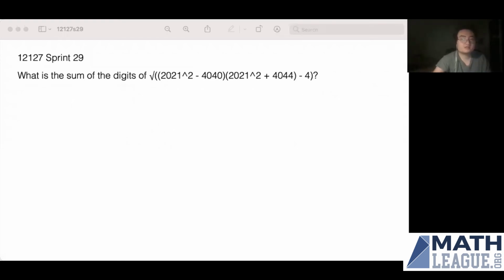We'll be talking about Sprint Problem 29 from the April 2021 Elementary School Test 12127. Okay, what is the sum of the digits of this huge quantity? The square root of, in parentheses, the first term 2021 squared minus 4040 times the second term 2021 squared plus 4044. All of that minus 4, and then you take the square root.